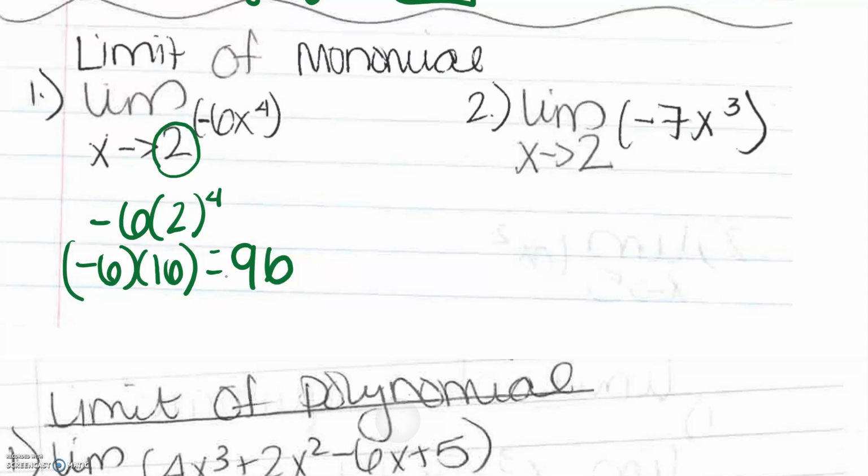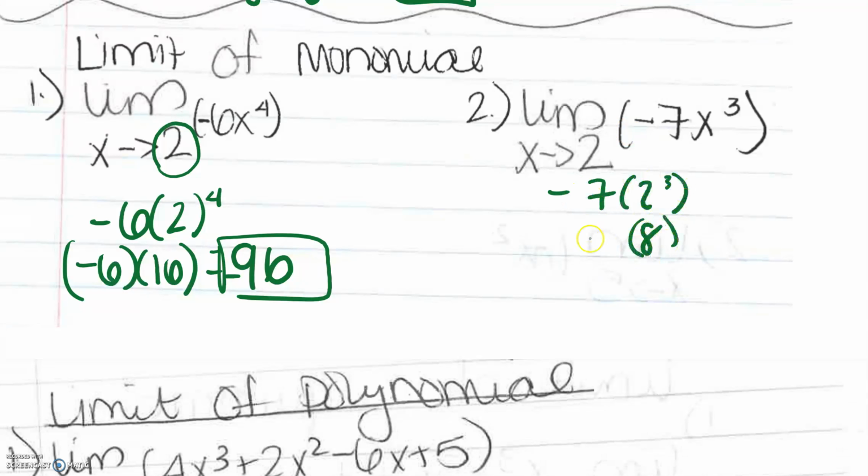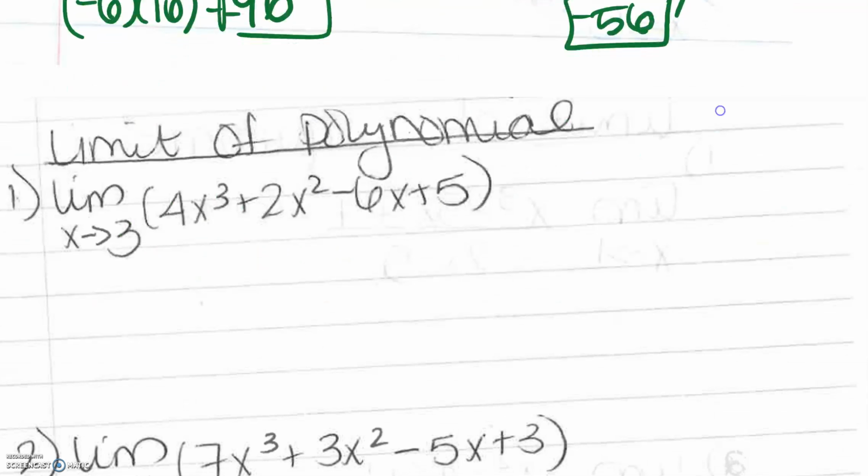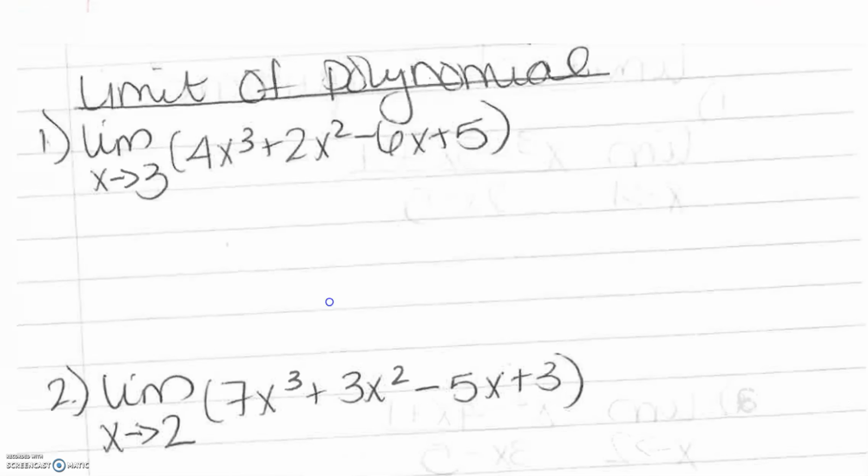Great. So -96, that's the limit. Same thing, take 2, substitute it in. -7 times 2 cubed. 2 cubed is 8. 8 times -7, so -56. These are going to be the same thing. I'll just do one of them real quick with you so you see how to do it.